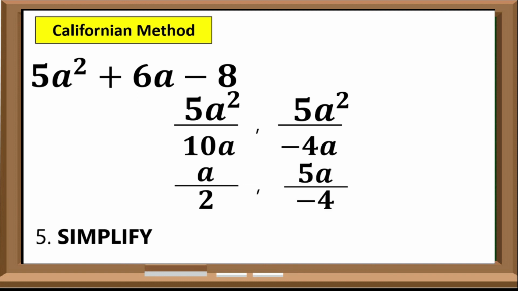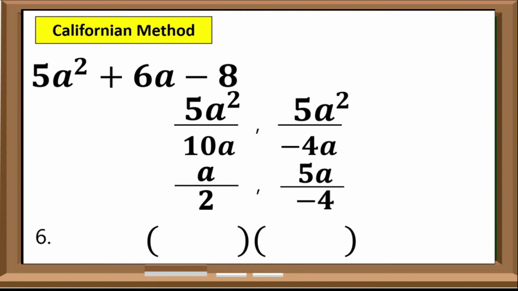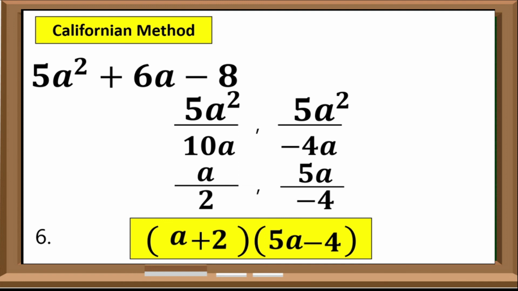Lastly, the factors of the quadratic trinomial with this form. The first factor would be the simplified numerator, which is a, and the simplified denominator, which is positive 2. And the second factor would be the simplified numerator, which is 5a, and the simplified denominator, which is negative 4. So the factors of 5a squared plus 6a minus 8 would be the quantity of a plus 2 times the quantity of 5a minus 4.